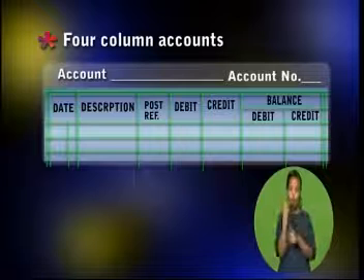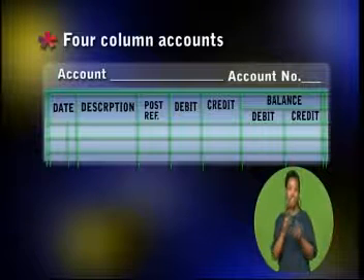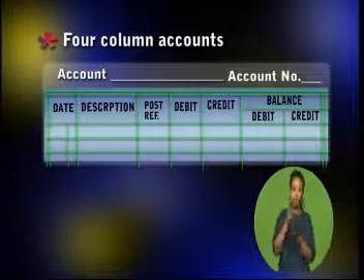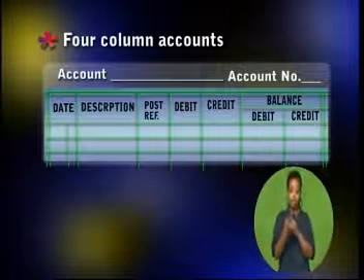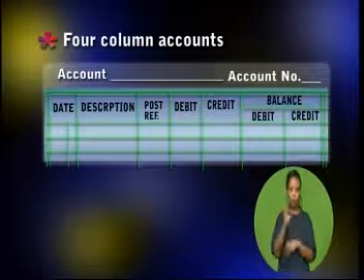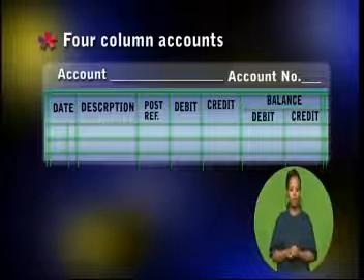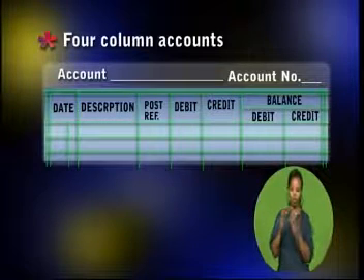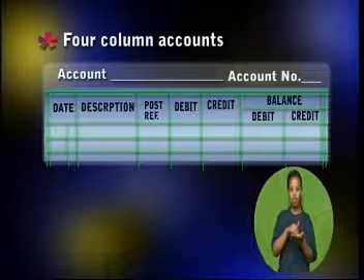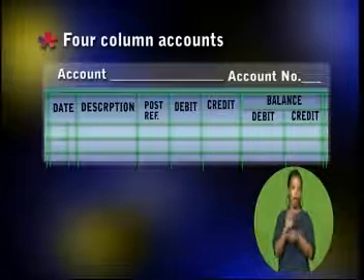Once an account is opened, entries need to be made into it so that the balance for that specific account can be found at any time. This accounting form is used to sort and summarize the changes caused by business operations. The four-column account has advantages over the two-column account form.